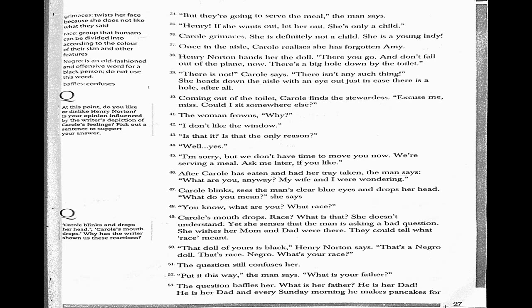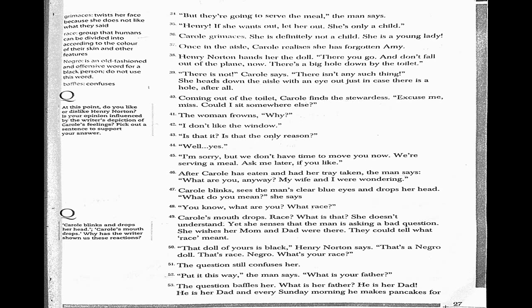After Carole has eaten and had her tray taken, the man says, means when Carole has eaten her meal and she has given her tray to the stewardess, the man says, "What are you anyway? My wife and I were wondering." The man asked Carole that my wife and I both are surprised that what are you? कि तुम क्या हो? Anyway, Carole blinks, sees the man's clear blue eyes and drops her head.